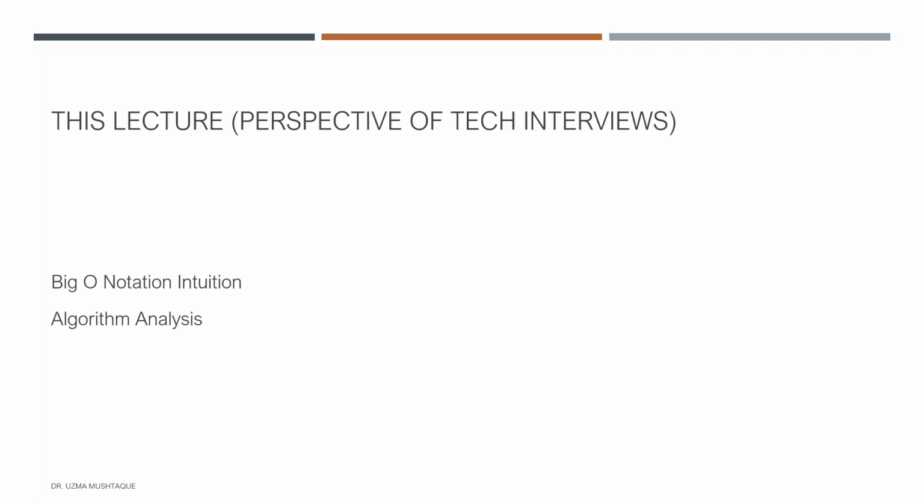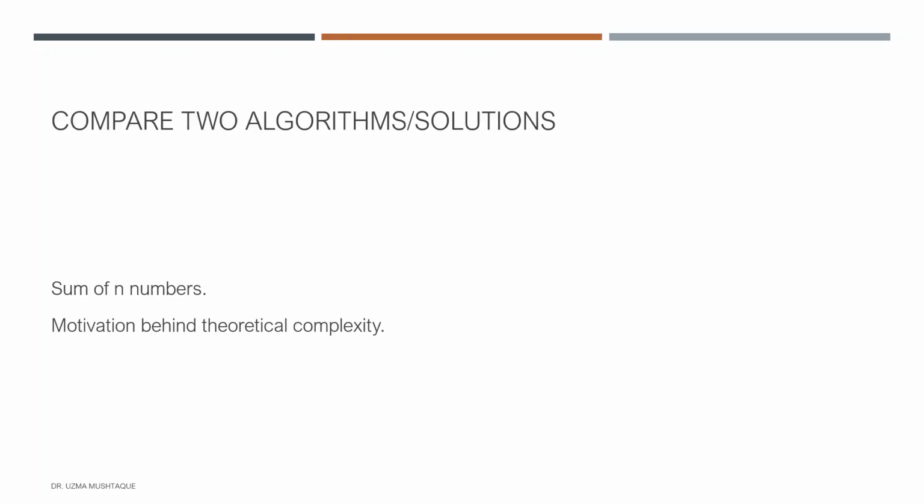If you remember from lecture 1, or part 1 of the series, we talked about a template, and the complexity of an algorithm is an important part of that template. So we are trying to fill that template, and this is the first part of it, which is big O notation. Even before we define what big O notation is, let's look at an example where we're trying to find the sum of any n numbers and arrive at the motivation behind why we need theoretical complexity.